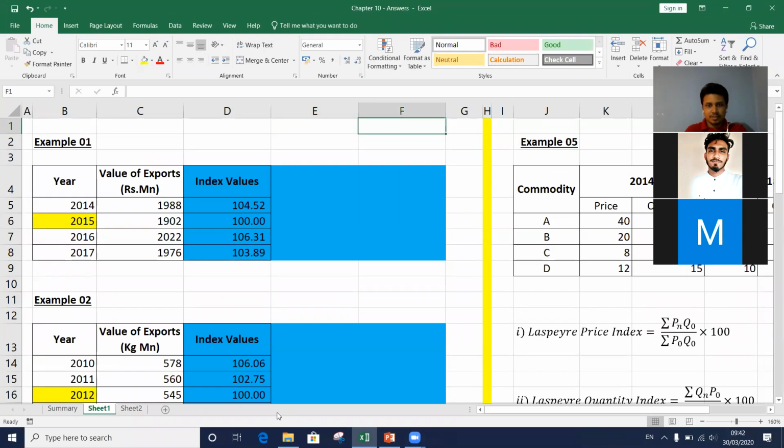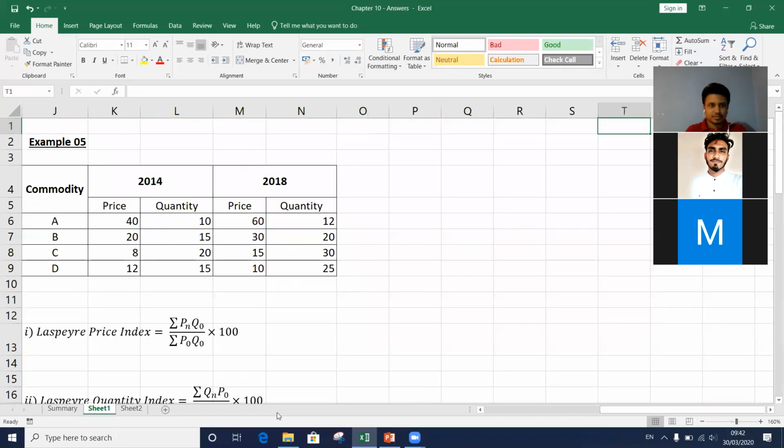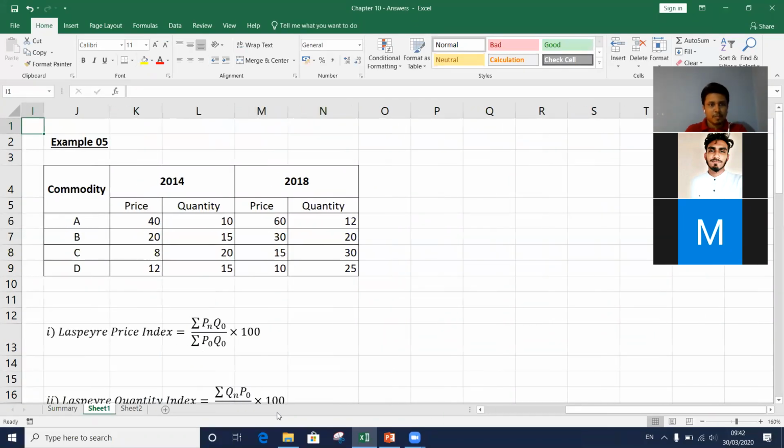Example number 5. Right. What is my base year? Is it 2014 or 2018?